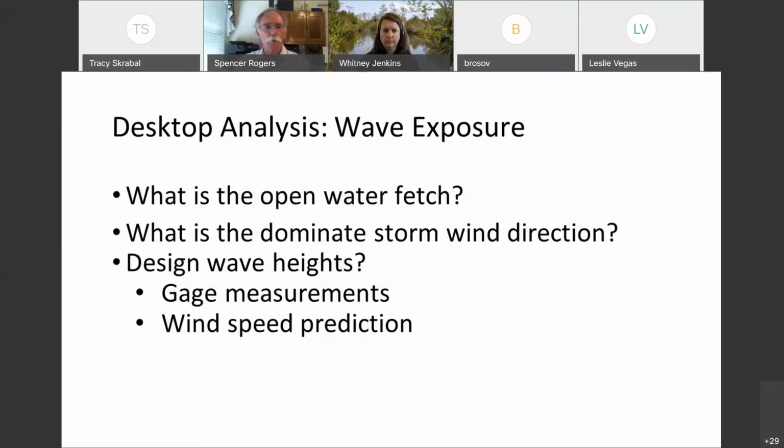Now from this, we're going to want to know what the open water fetch is. Fetch is the distance of open water where the waves can generate. We're going to want to know what the prominent and dominant storm wind directions are. And in some cases, we may want to look at wave heights, either from gauge measurements or wind speed predictions that I'll touch on.